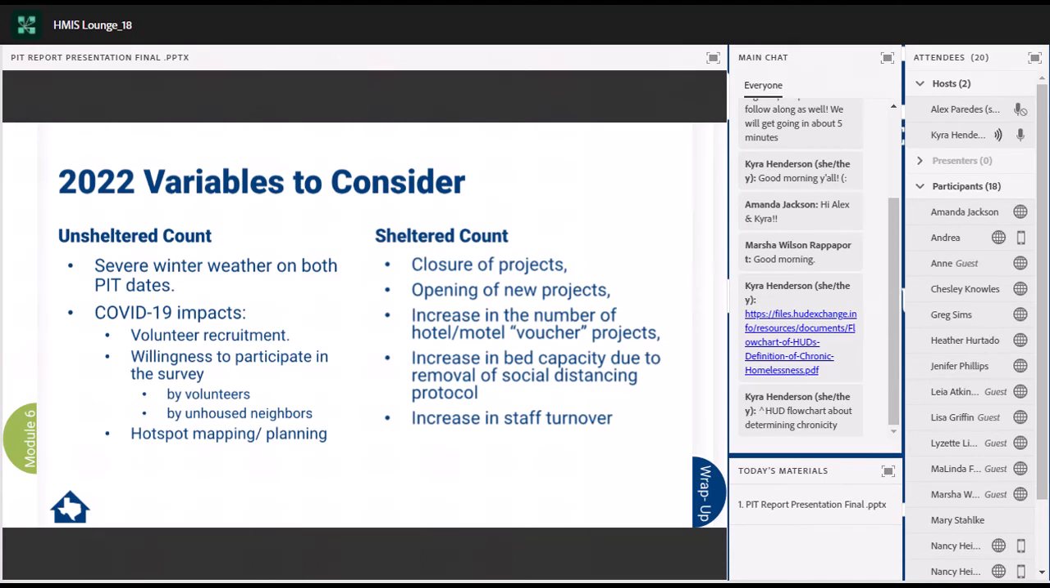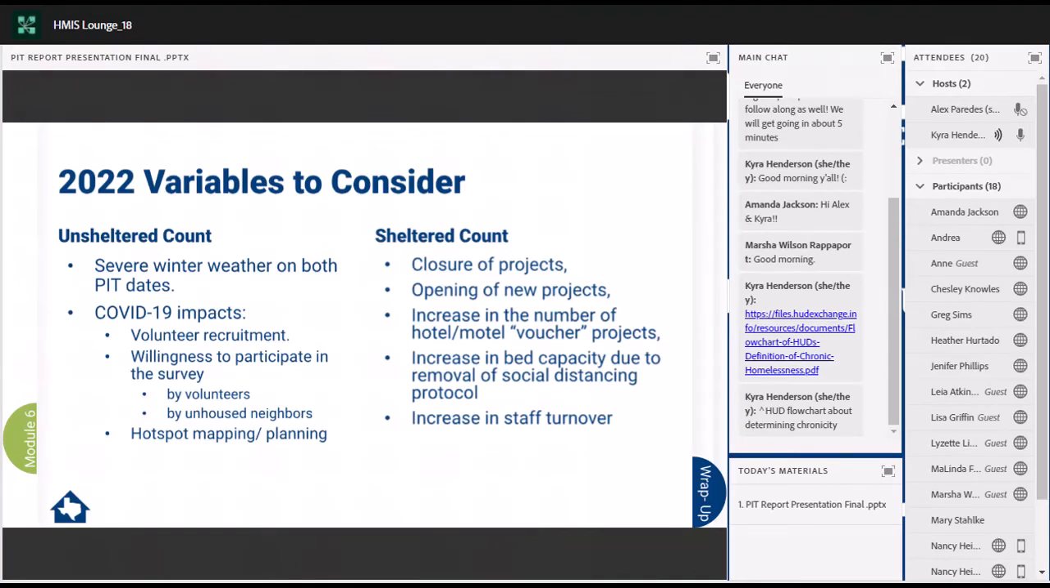So now for my section, before we get into our discussion about how to find talking points, as well as my personal tips and tricks on presenting your data, I want to take some time to remind folks about some of the variables that your communities may have encountered throughout the 2022 PIT season. I'm starting here because depending on the variables that were at play in your community, you may decide you want to limit the scope of your analysis or your search for talking points.